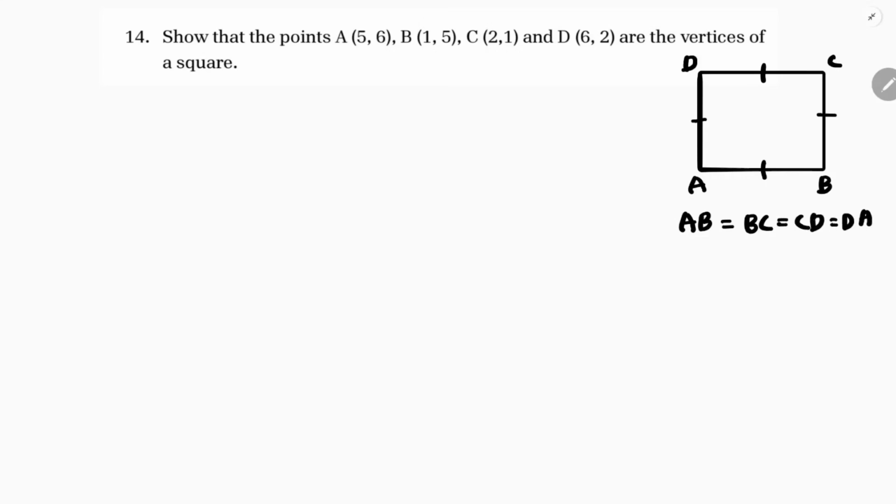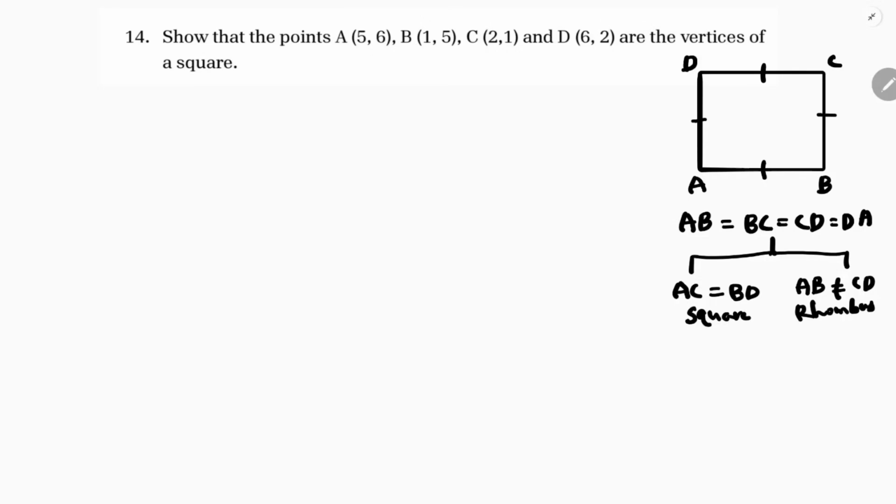See, if all sides are equal, then there are two possibilities. It may be a rhombus or a square. So I'll prove the diagonals are equal. Then it will be a square. If the diagonals are not equal, it will be a rhombus. First, we need to prove all sides are equal.